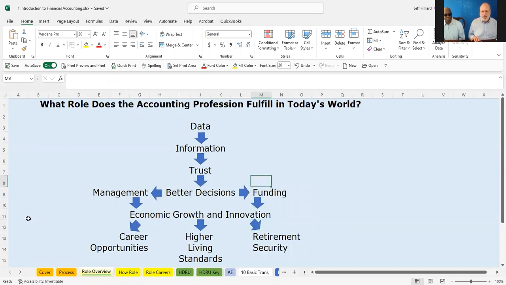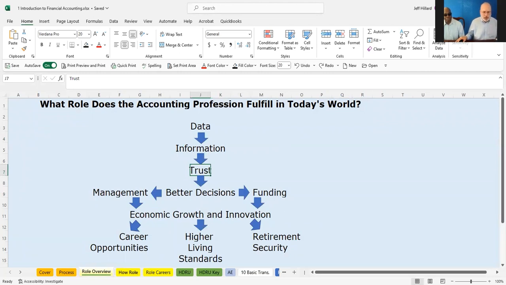But let me ask you, what happens if trust goes away? In fact, you don't trust the information at all. Everything downstream goes away. So this is why building trust in accounting information is so critically important. And we're going to put it back there.